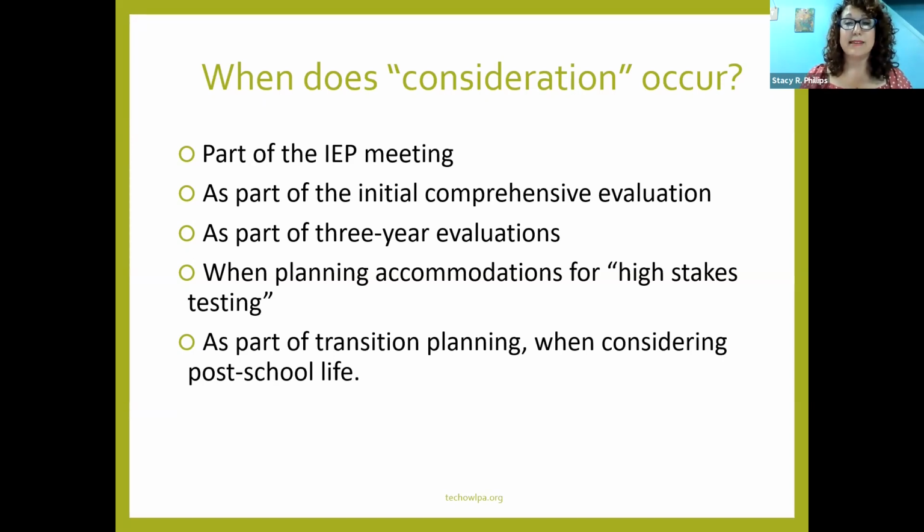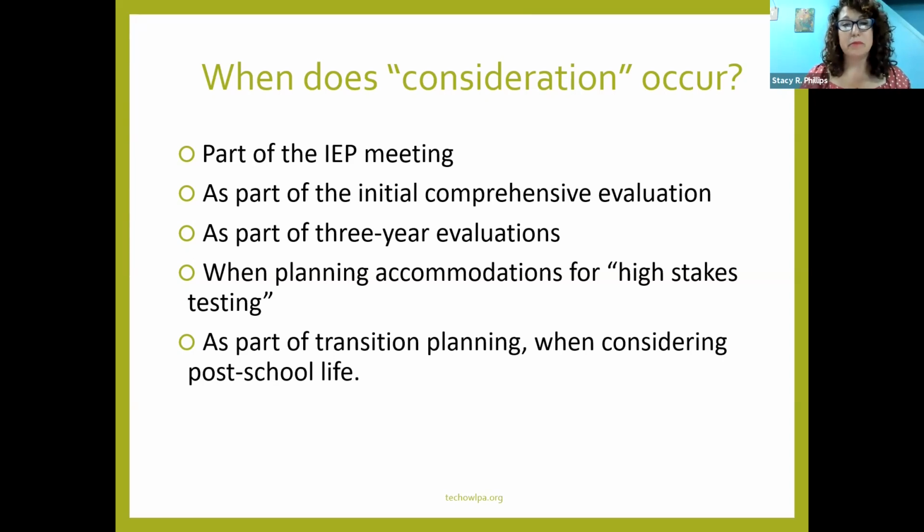When planning accommodations for high stakes testing, so that would be the PSSAs or PASA, that's the testing done in Pennsylvania. When planning those accommodations, saying, okay, what will my student need in order to take this test and what would be the best scenario for them. A lot of times people think about extended time, frequent breaks, taking the test in a separate room, special pencils with pencil grips to assist them. But I think oftentimes we forget to say, would some form of assistive technology also support the student? So it's important that it happens often and it happens across this span.